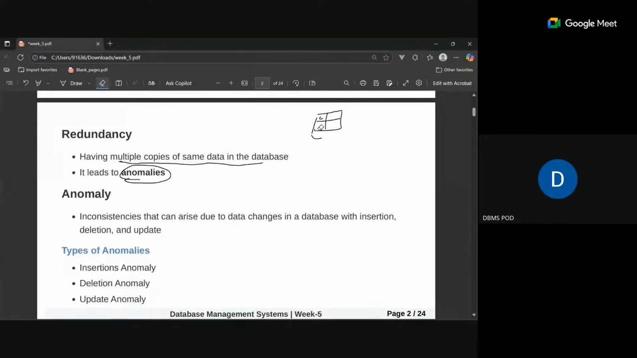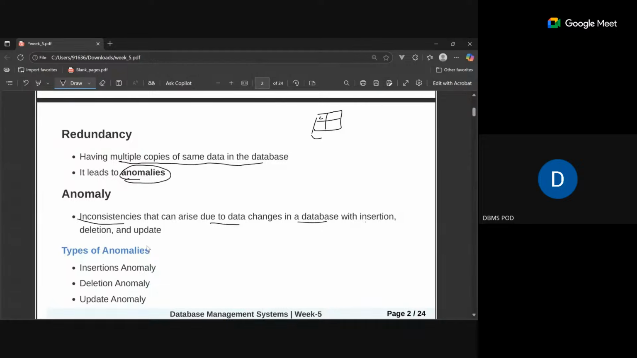And coming to anomalies, they are nothing but inconsistencies that can arise due to data changes in the database, with insertion, deletion, and update. Whenever you insert something in a table, delete something, or update something, that may lead to inconsistency. Basically, deleting some information will also delete important information which is not supposed to be deleted. That is called a deletion anomaly.